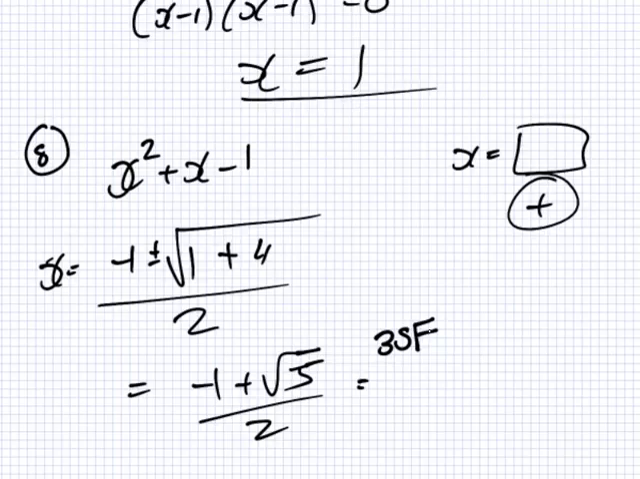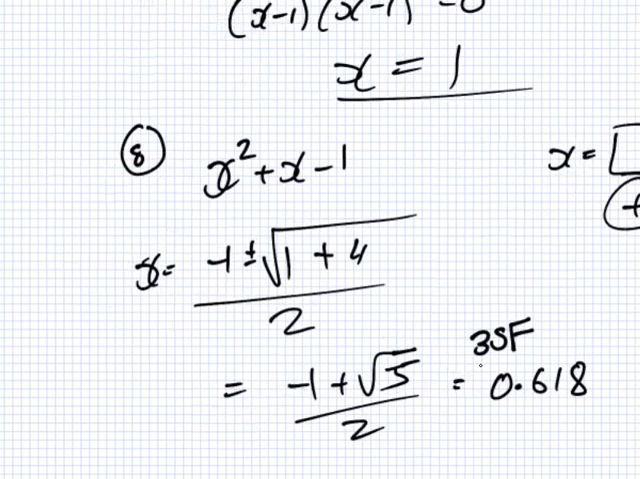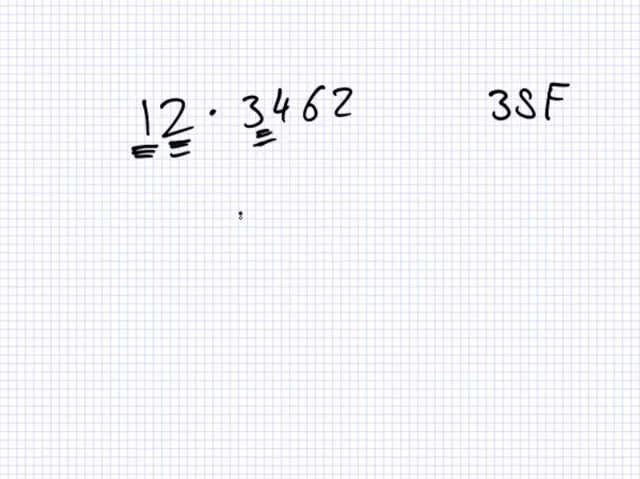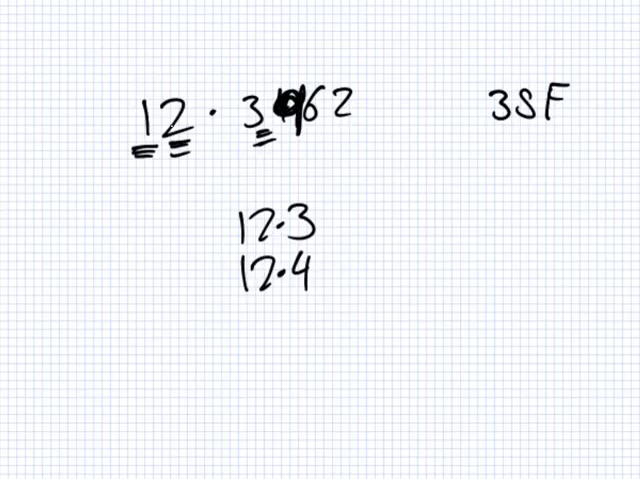What is it? Do you know SF? 0.618. I'll explain to you now, SF. So if you have something like 12.3462, 3 SF means 1, 2, 3. 12.3. Now if this was a 9, of course, it'd be 12.4 then. So SF you count from here, the left. Yeah, yeah. Okay.